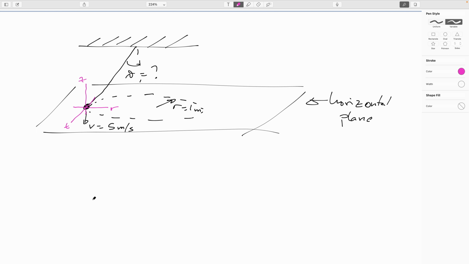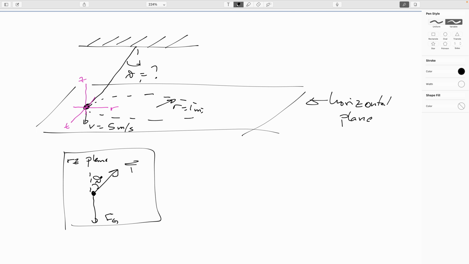And so if we draw a free body diagram of our mass here, we'll see that we have two forces. So this is in the rz plane. We'll have the force due to tension like that, and we'll have the force of gravity like that. And by alternate interior angles, this angle is also our angle theta that we would like to find.